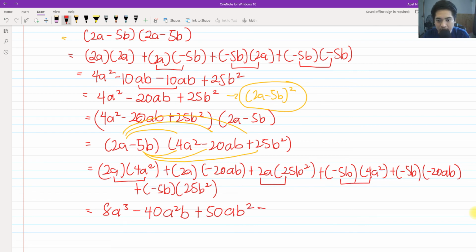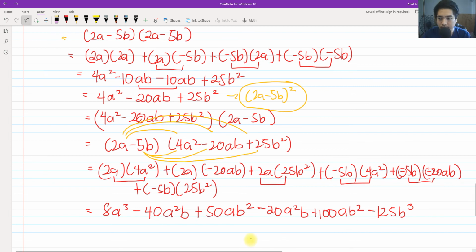Then we have this. Negative 5 times 4, that's negative 20, and then we have a squared times b. Okay? And then we have this one. Negative 5b times negative 20ab. So that's positive 100, and then we have ab squared. Positive because of the negative here. Then lastly, we have negative 5 times 25 is negative 125. So negative 125b cubed.